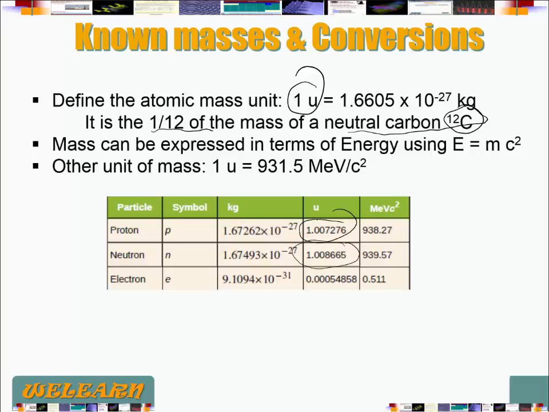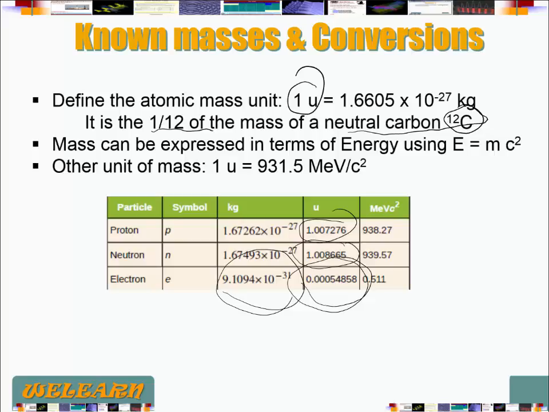Notice the difference. An electron, however, remember the mass of an electron in kilograms is 9.1 10 to the minus 31 kilograms. It is actually about 2,000 times smaller than a proton or neutron. So it's actually 0.00030 atomic units. It's very tiny compared to that.